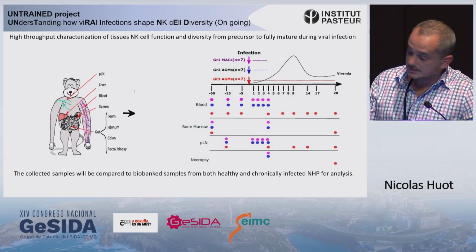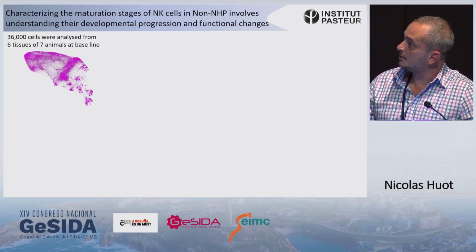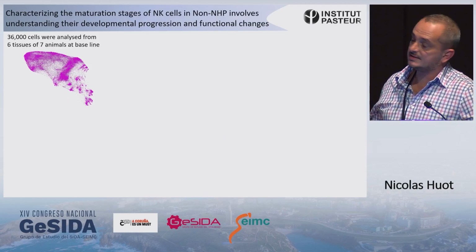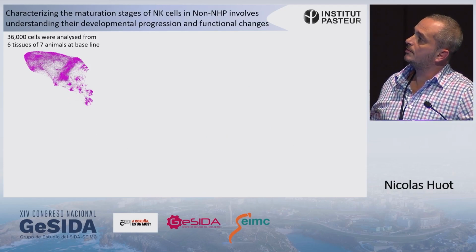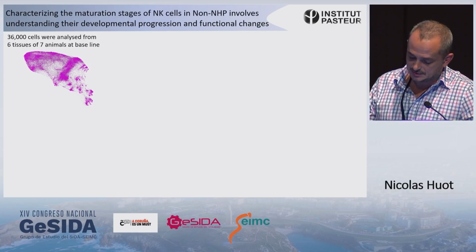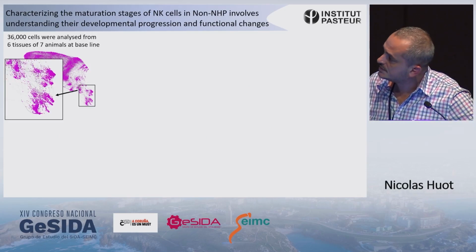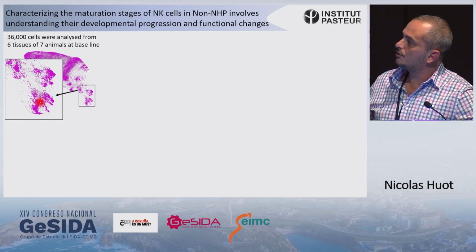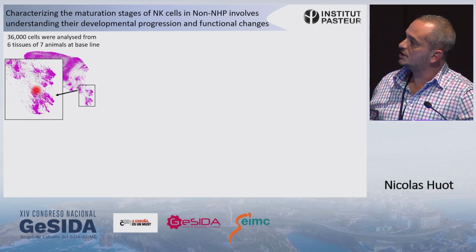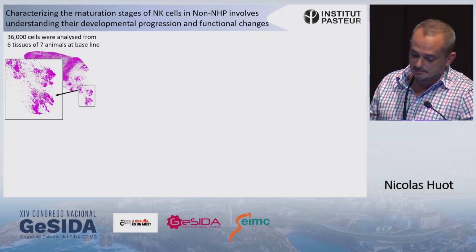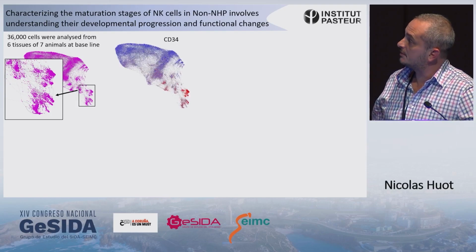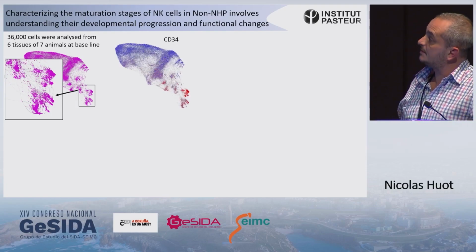I will not go into the detail. I will only focus on the NK cell precursor. So we performed force-directed clustering. Force-directed clustering, I don't know if you can see it, allows us to follow each cell and the links between cells. Based on this, we characterized the different NK cell populations.